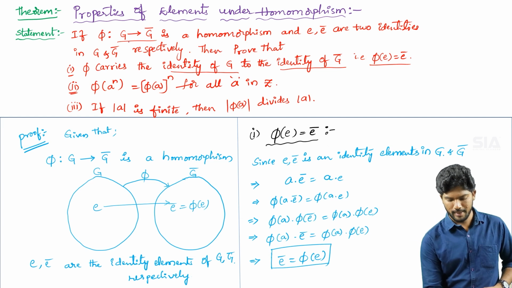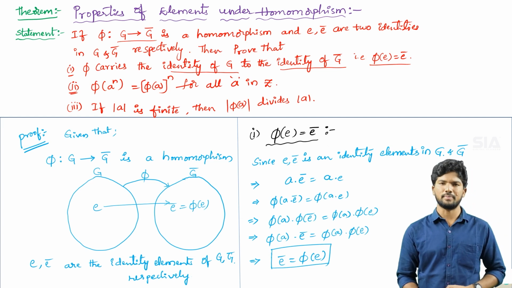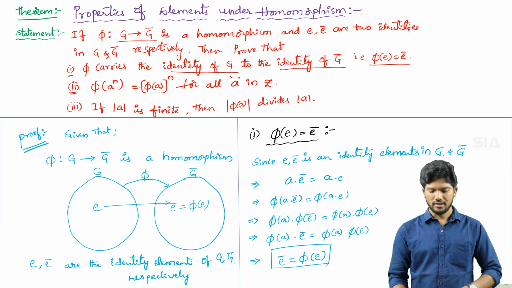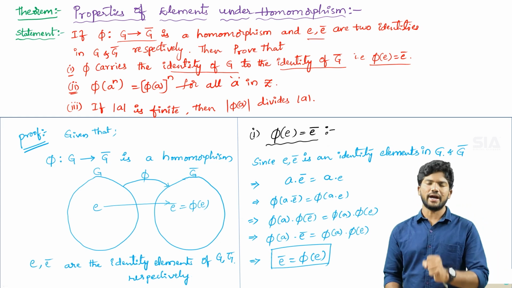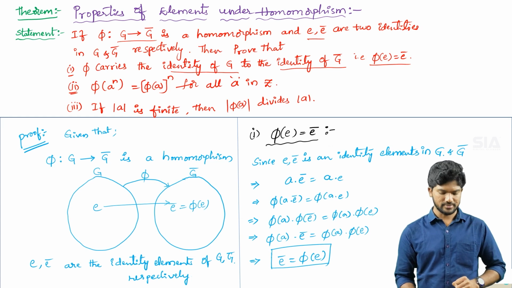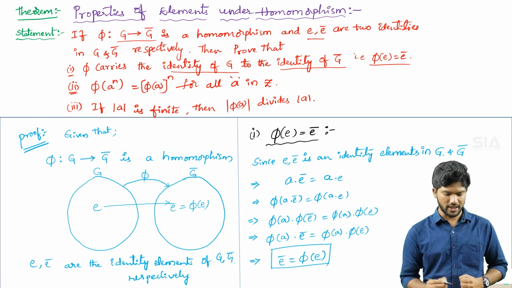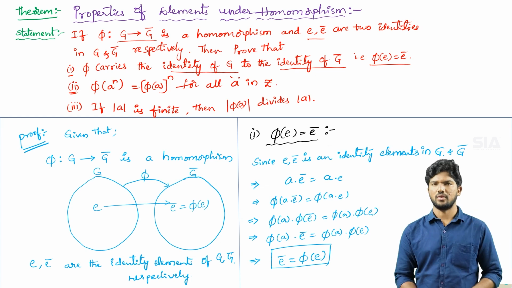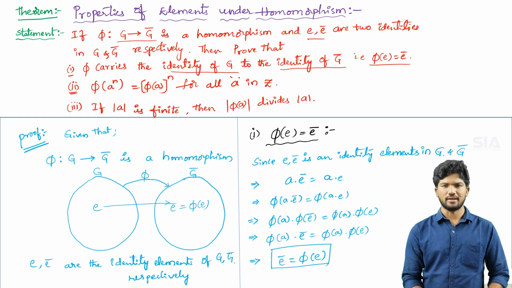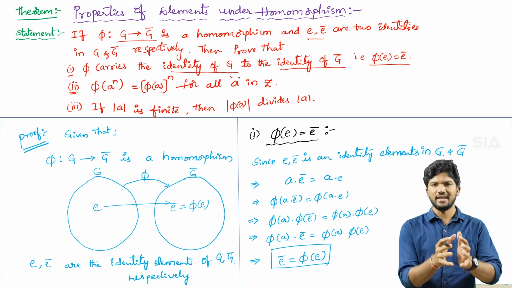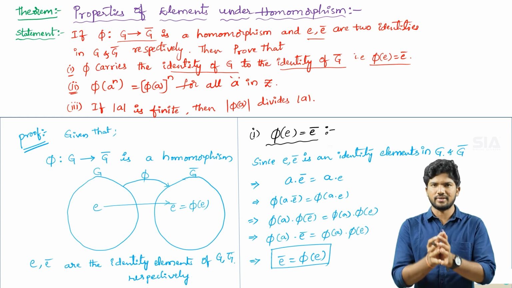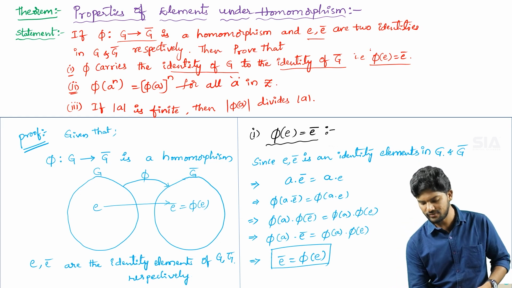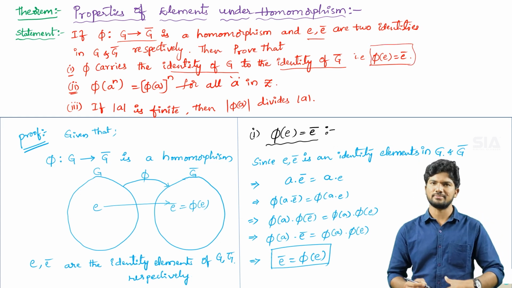If phi mapping capital G to G bar is a homomorphism, and e and e bar are the two identity elements in capital G and G bar respectively, then we have to prove that phi carries the identity of G to the identity of G bar. That means here in the diagram phi is a homomorphism that carries the identity of capital G, which is the domain, to the identity of G bar. In equation format, phi of e is equal to e bar. I will explain in the proof.